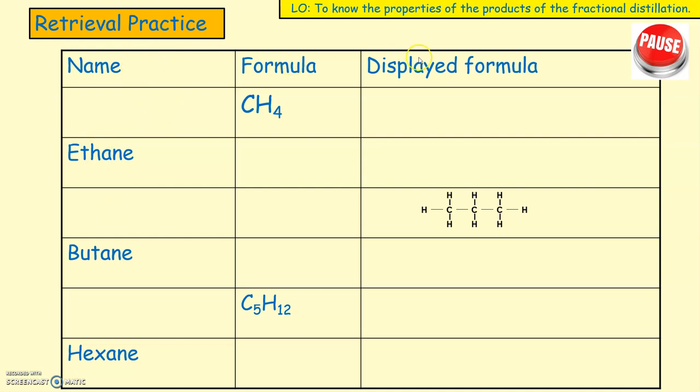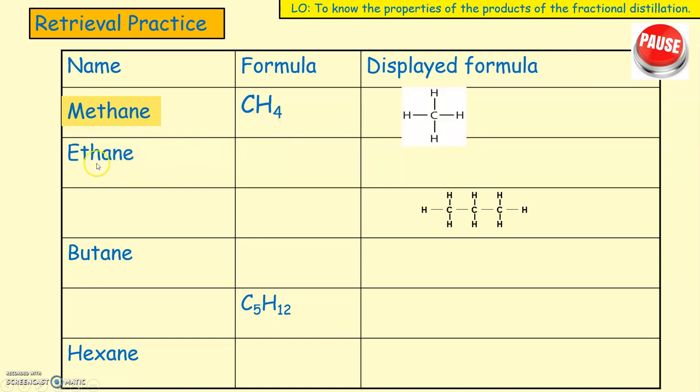So the name, formula, and displayed formula are all given. We've just got to fill in the blanks. The first one, name, CH4, that's what's given. So it's a gas, and that's methane. Give yourself a mark if you got that. And the displayed formula, so it's 1 carbon, 4 hydrogens around it, and that's what it looks like there.